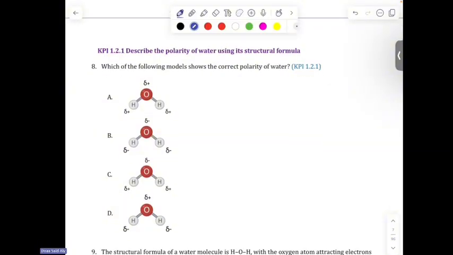طيب. Which of the following models show the correct polarity of the water? They are asking about the water polarity. Again, what causes the water polarity? Water polarity is caused because the water has a slightly negative electrical charge on the oxygen and a slightly positive electrical charge on the hydrogen. Here you have to pay attention, okay, because all of the diagrams are the same, but the difference is the distribution of the charges, okay.